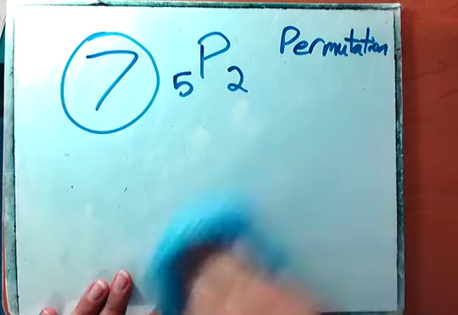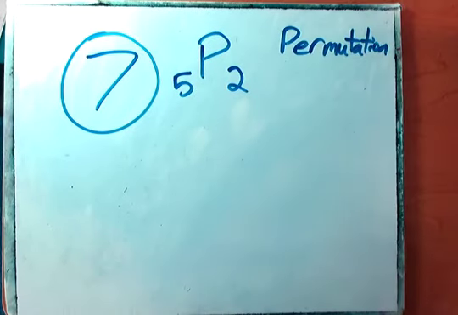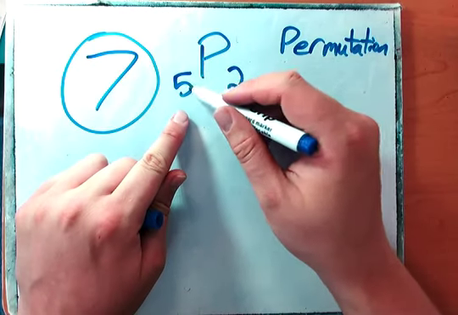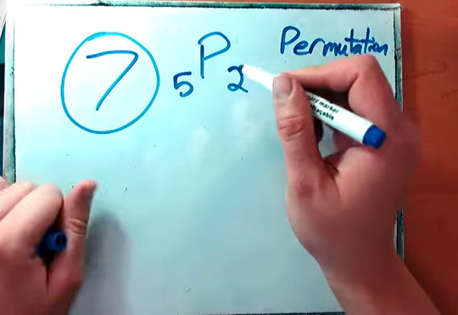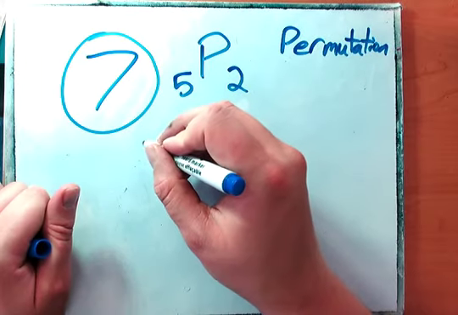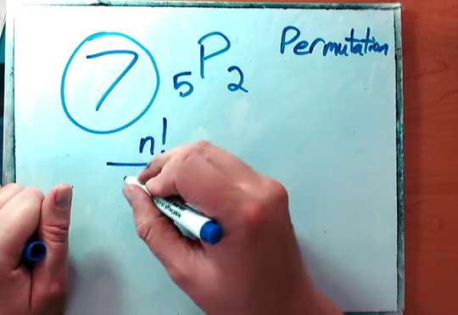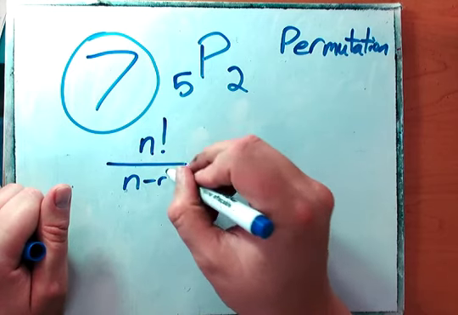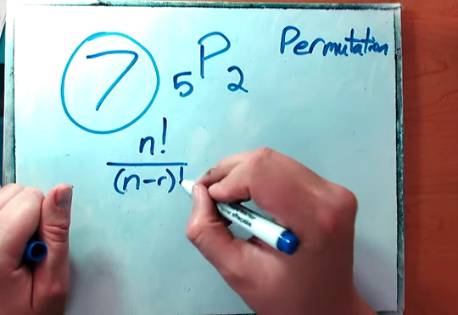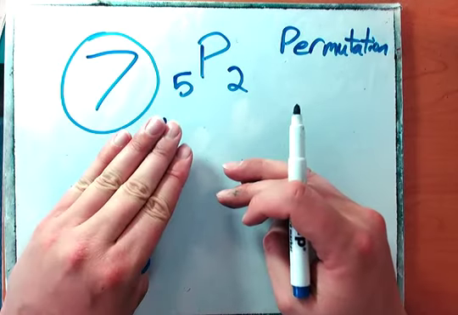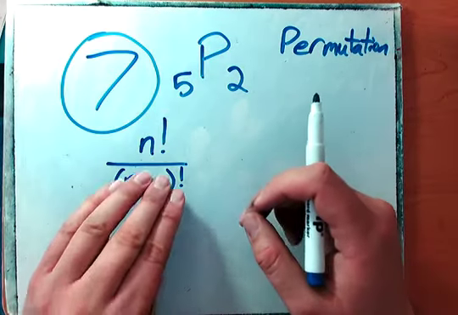Now, in P, we're dealing with permutations. So, first things first, we're doing 5p2. To give you the formula, 5p2 equals n factorial over n minus r factorial. What the heck does that mean? Well, if you don't like formulas, you can ignore that, but you should know that that exists.